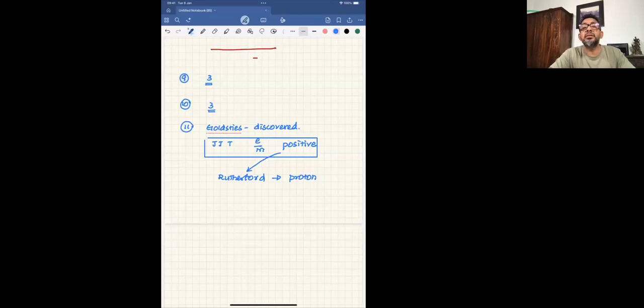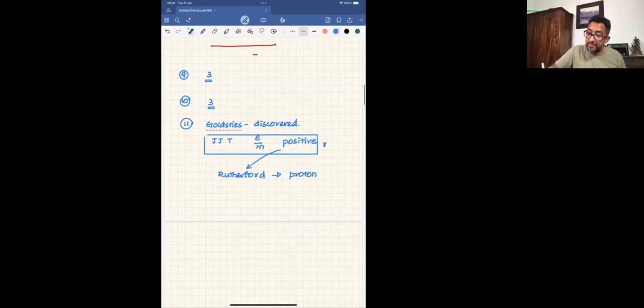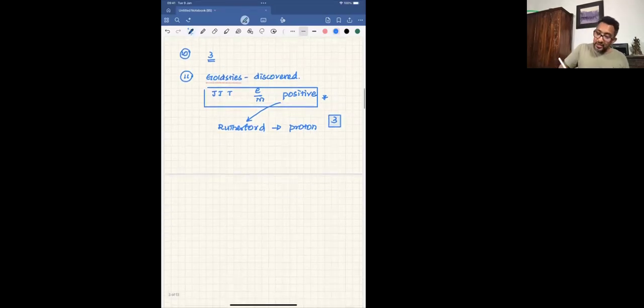Is it clear? He determined this for protons also, right? So that you have to mark. That is a usual mistake that people make. So J.J. Thomson is the one. So this is the third answer. Okay. Then question number 12.